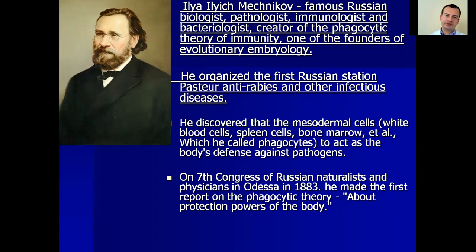Ilya Ivanovich Mechnikov organized the first Russian Pasteur station for rabies and other infectious diseases. He discovered that mesodermal cells, white blood cells, spleen cells, bone marrow cells, and so on, act as the body's defense against pathogens. At the 7th Congress of Russian Naturalists and Physicians in Odessa, he made the first report on the phagocyte theory about the protective power of the body.